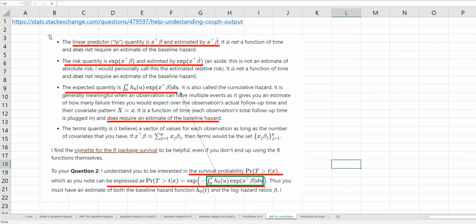So there's one on another site, Stack Exchange, and it provides the explanation about linear predictor, risk quantity, and expected quantity. And as you can see, this expected quantity does require an estimate of a baseline hazard. I showed you how to calculate baseline hazard in the previous video, but in this video, I will show you again. And lastly, it also explains that the survival probability can be expressed as exponential of negative expected quantity, right?